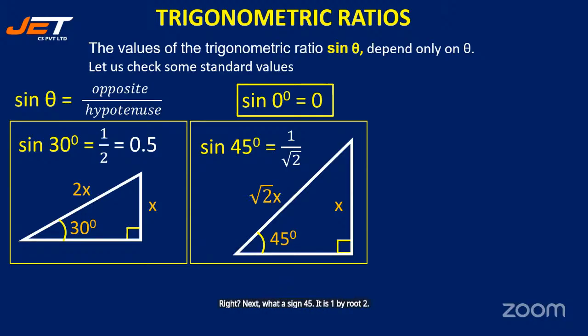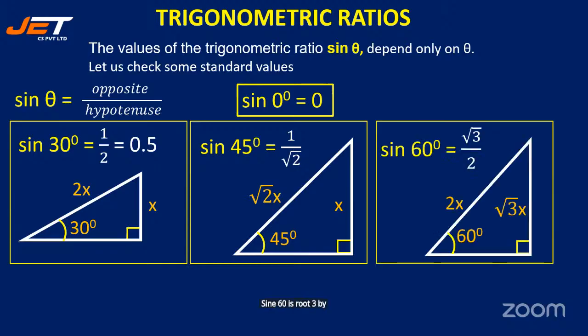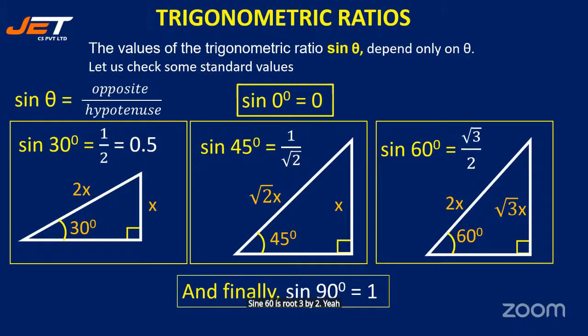Students, you have to learn these values. They should be on your fingertips. Then only in these competitive exams can you save time and answer very quickly. So sine 45 is 1 by root 2. Sine 60 is root 3 by 2. Clear? And finally, sine 90 is 1.